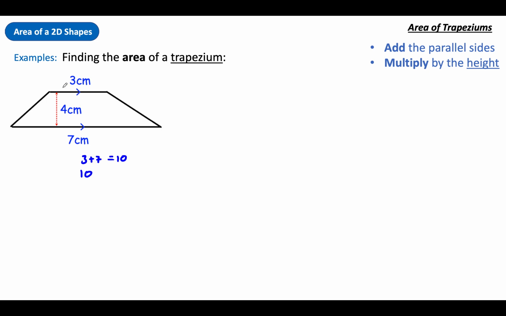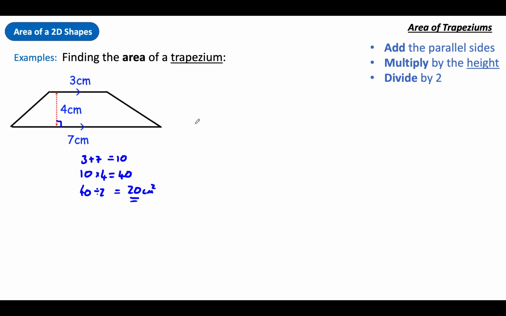Now remember what we said about the height of the parallelogram. It's that height that makes a right angle with the base, goes up, posh word for that, perpendicular, straight up. The distance between the 2 parallel sides, really. So 10 times by the height is 40. And then lastly, divide by 2. You halve it. So take that 40, divide it by 2, which is 20, and my units are centimeters squared in this case.